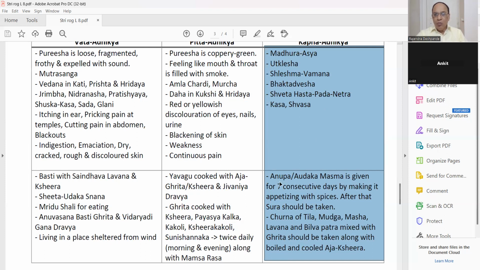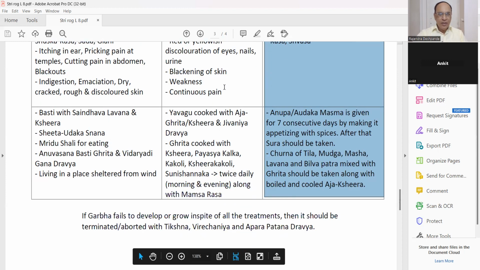What can you do? Anupa and Audaka Mamsa is given for 7 consecutive days, made appetizing with spices. After that, Sura, medicated wine, should be given. Then churna of Tila, Mudga, green gram, Masha, black gram, Lavana, and Bilva Patra mixed with Ghrita should be taken along with boiled and cooked Aja Kshira. Aja, goat milk. Goat, not cow milk, not buffalo milk. Aja Kshira. Okay, now we will go further slowly and steadily.